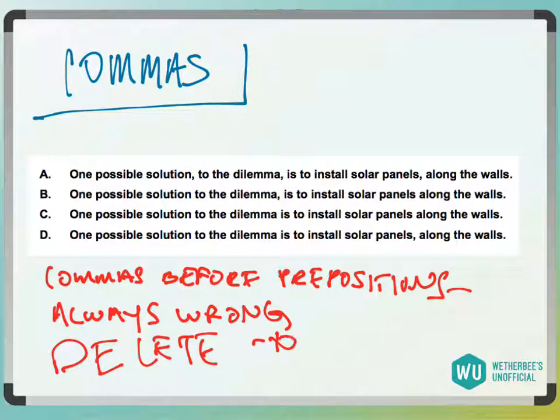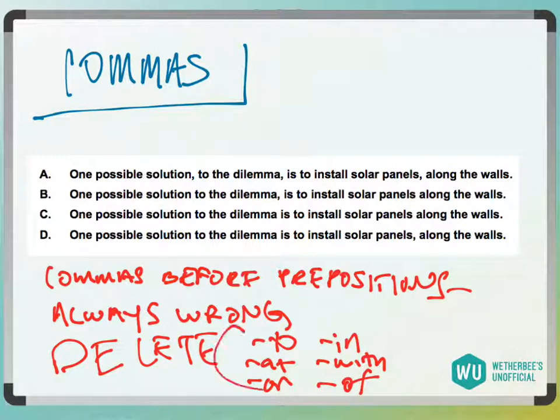Prepositions are things like to, at, on, in, with, of, stuff like that, right? So really avoid wanting to put commas in front of these kinds of words. We could go on forever with prepositions, but okay.